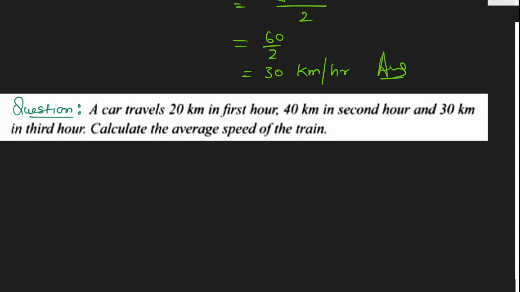Next question: a car travels 20 kilometer in the first hour, 40 kilometer in the second hour and 30 kilometer in the third hour. Calculate the average speed of the car. So speed in the first hour is 20 kilometer per hour, and the distance traveled during the first hour equals 20 kilometer.